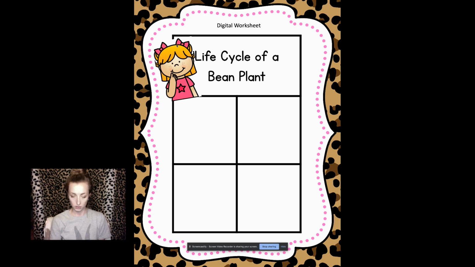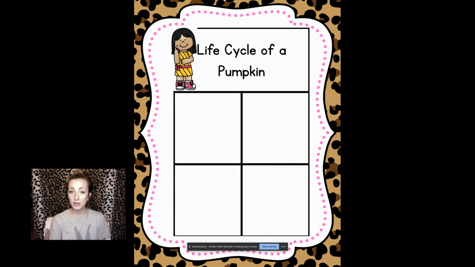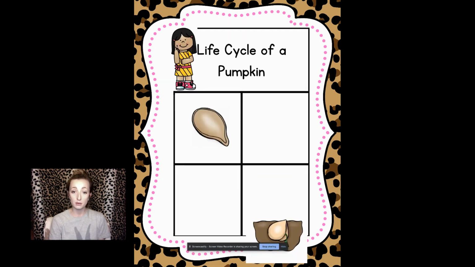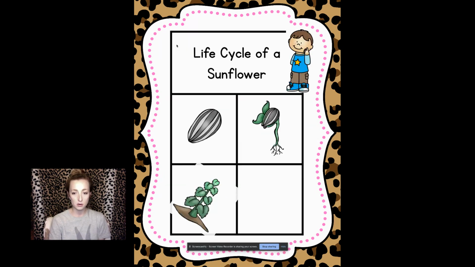So on the bean plant, you start out with the bean, then it sprouts, grows roots, then the seedling sprouts up through the ground, and then you have your adult bean plant. So you're going to do that for the bean plant. You're going to do it for the pumpkin. I'm going to quickly click through these. You're going to do it for the sunflower.